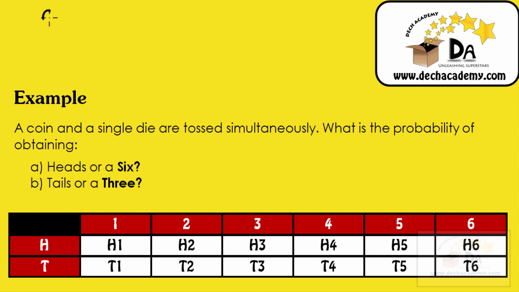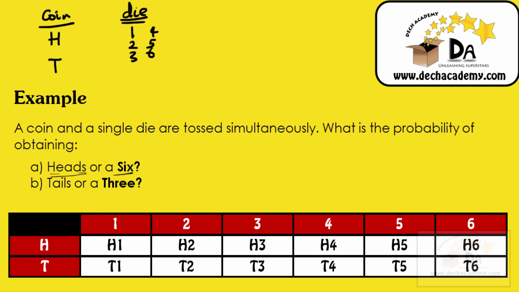So you have a coin which is tossed, and there are two possible outcomes, getting a heads or tails for the coin. For the die, there are 6 possible outcomes. You can get 1, 2, 3, 4, 5, or 6. This question A is saying, what's the probability of getting a heads or a 6?